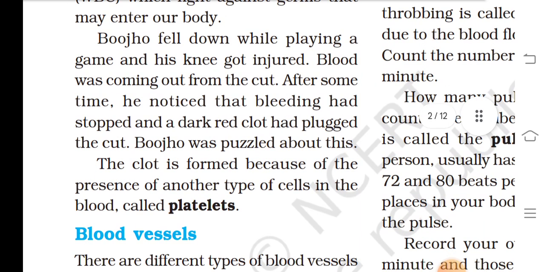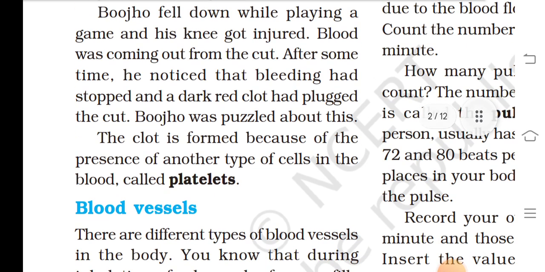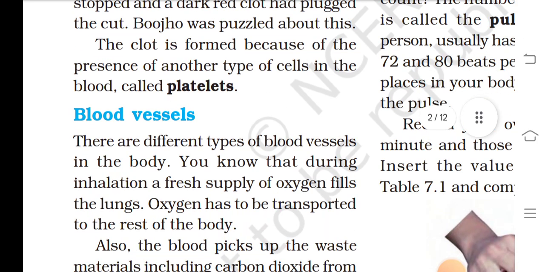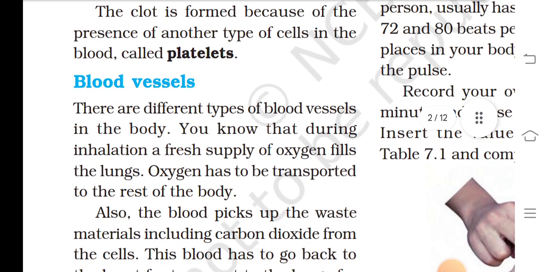Bojo fell down while playing a game and his knees got injured. Blood was coming out from the cut. After some time, he noticed that bleeding had stopped and a dark red clot had replaced the cut. Bojo was puzzled about this. The clot is formed because of the presence of another type of cell in the blood called platelets.